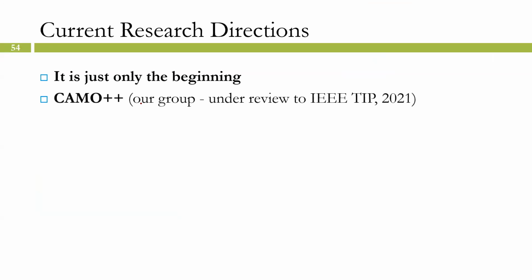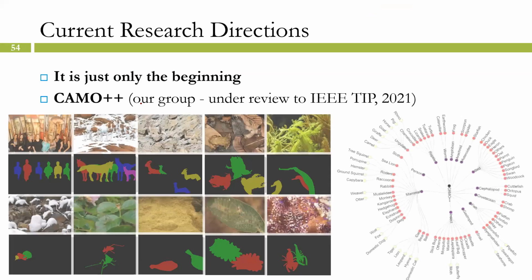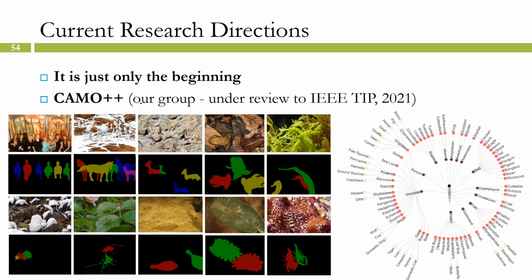And recently we have one paper called Camo++. It's under review for TIP, and we passed the first round with a major revision, and we are working on the revision. We collected a new data set for instances. We know that 2000 is not good enough. That's why we collected more data, and then we labeled at the instance level, with different keywords. And we got very good feedback from the reviewers.